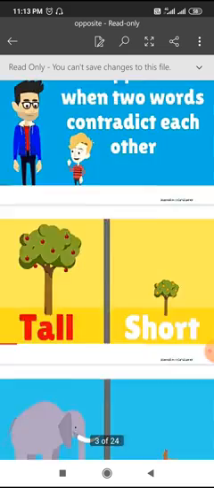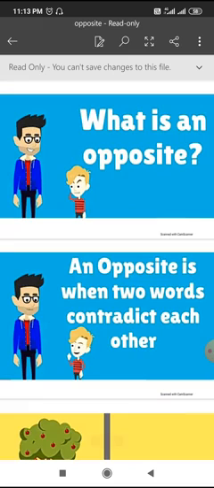So what are opposites? Opposites are the word pairs that are related but totally different in meaning, or a person or thing that is totally different from or the reverse of someone or something else. Or we can say an opposite is when two words contradict each other.